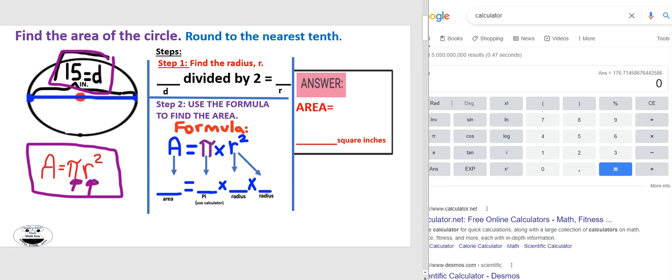And some students don't know how to find R, the radius, from the diameter. So what I'm going to do is I'm going to take a moment and I'm going to go over how to do that, and then we're going to come back to this problem.